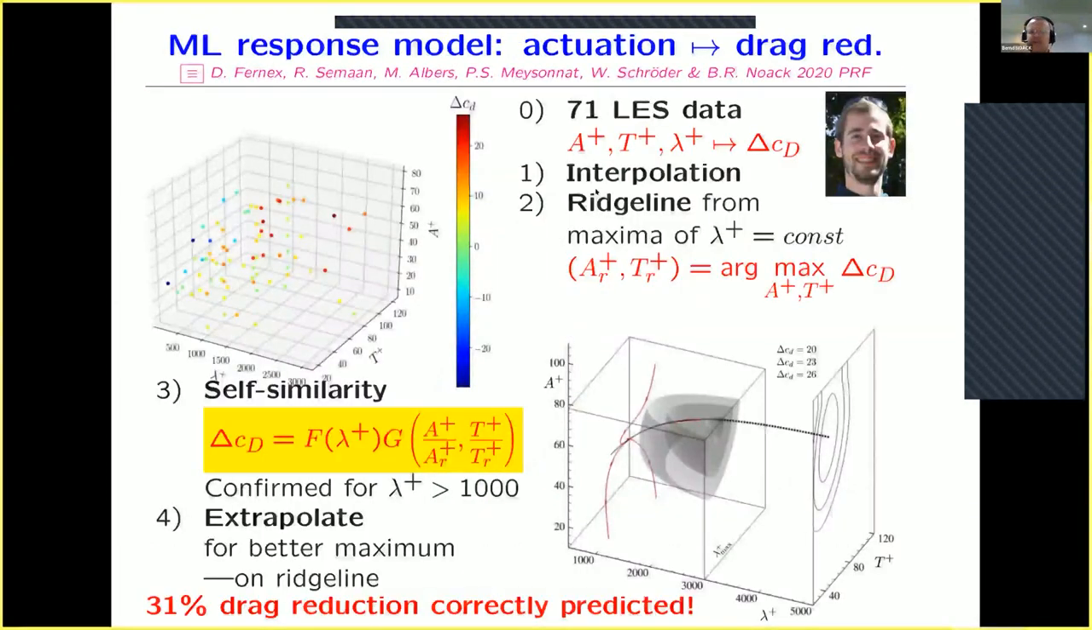And our project started with 71 simulations where we know the amplitude, period, and wave number and the corresponding drag reduction. You see the corresponding data here in this box. So lambda, so the wavelength, the period, and the amplitude, color-coded with the drag reduction. So here we achieve up to 26% drag reduction. So the obvious question is, where should we do our next simulation to get better drag reduction?